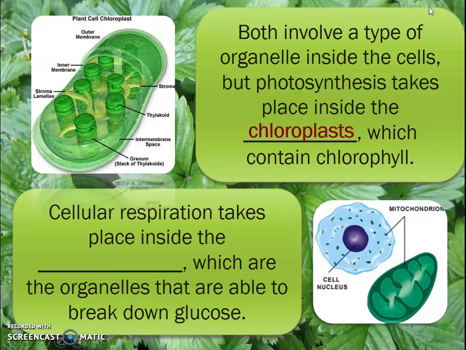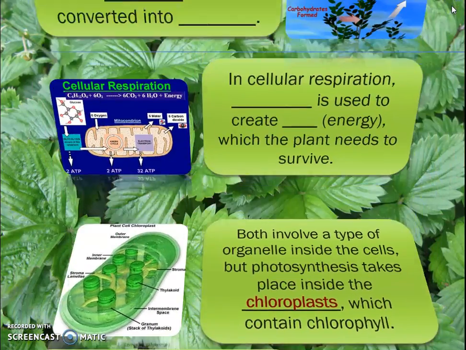Both involve a specific organelle. Photosynthesis takes place inside the chloroplast, which contains chlorophyll. That's the pigment that absorbs the sunlight. Cellular respiration takes place inside the mitochondria. If you compare the structure of mitochondria and chloroplast, they're very similar. They both have a double membrane, which separates them from the rest of the cell.